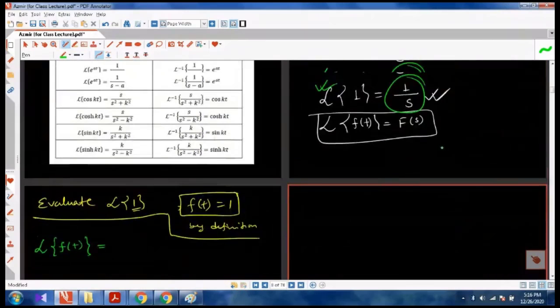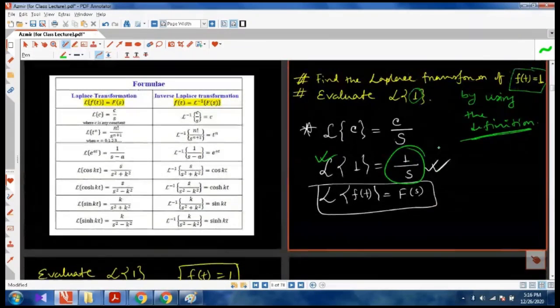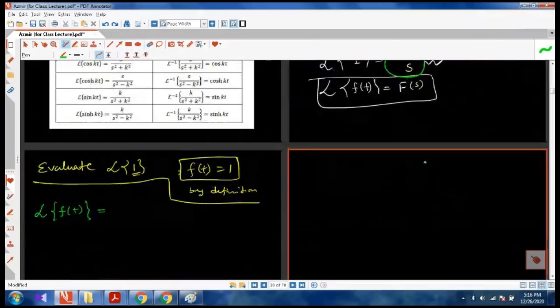But this type of question may not be in your final exam, because we'll try to avoid using the definition, but sometimes there will be some theoretical questions. So that's why you also have to know how we can get the result by using the main definition.